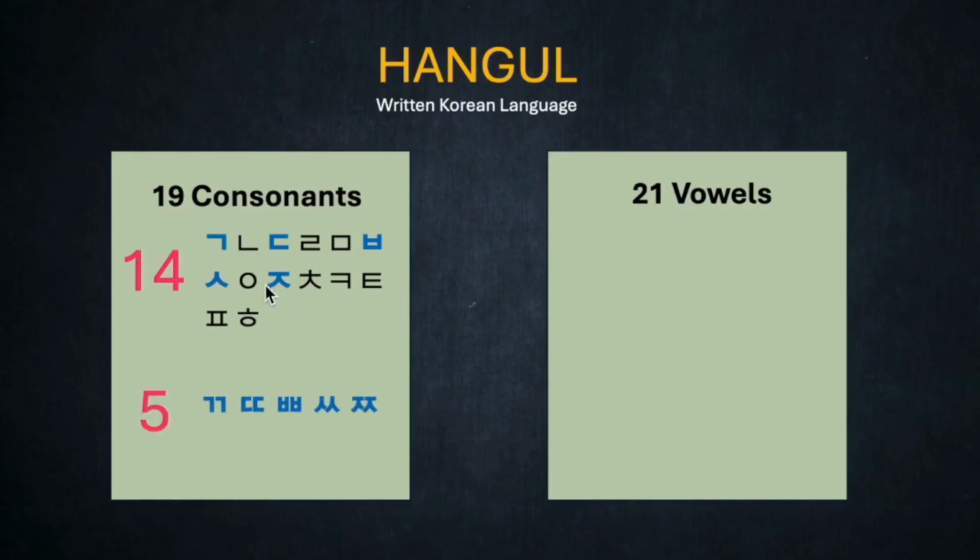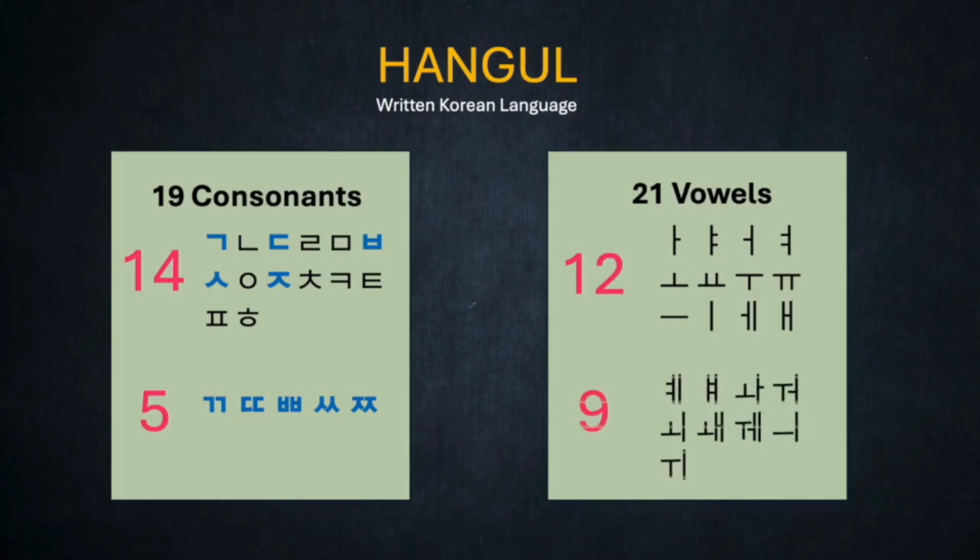So these are the blue ones. You can see how this is double. Okay, so those are 5. So altogether it is 19. Now, the 21 vowels can be divided into these 12 basic vowels and more complicated compound vowels. Okay, 12 and 9.